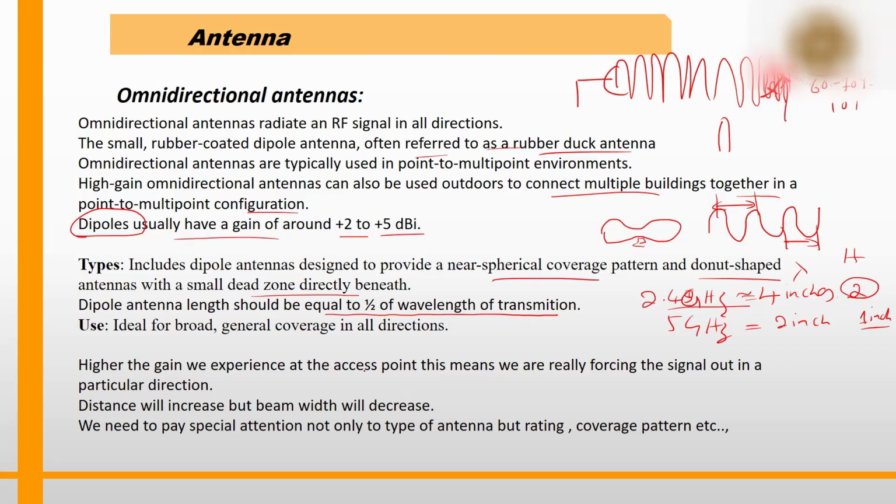Higher the gain we experience at the access point, this means we are really forcing the signal out in a particular direction. Distance will increase, but beam width will decrease. Okay, distance will increase, but the beam width will decrease. So as you focus more and more on a particular direction, the beam width, whatever was there, shrinks to this much. So earlier it was catering more, but now it is focusing in a single direction. We need to pay special attention not only to type of antenna, but rating, coverage pattern, etc.